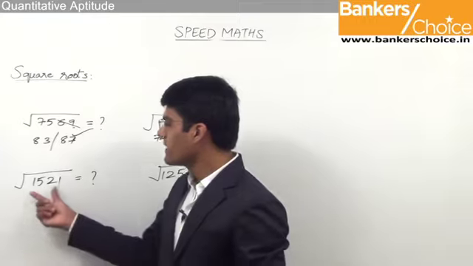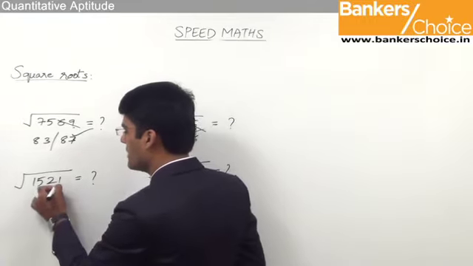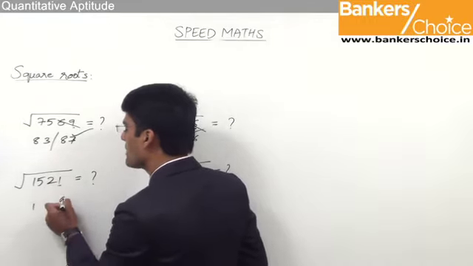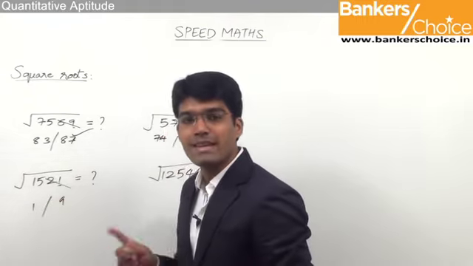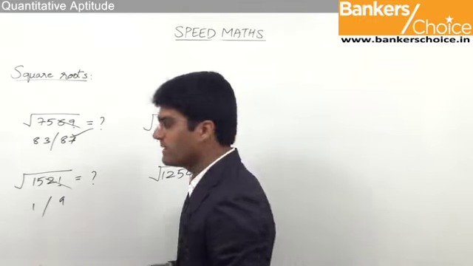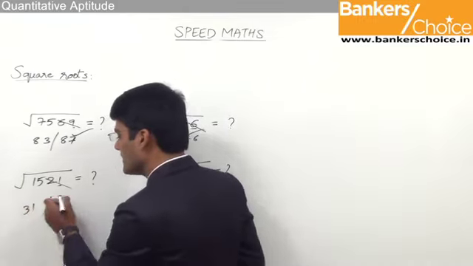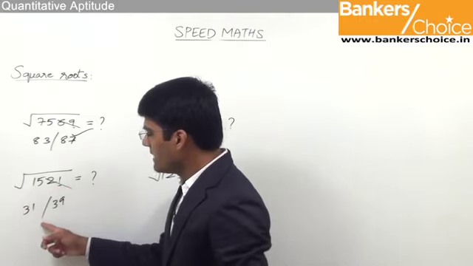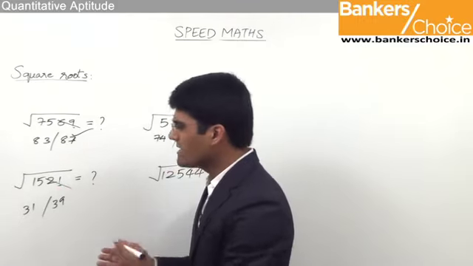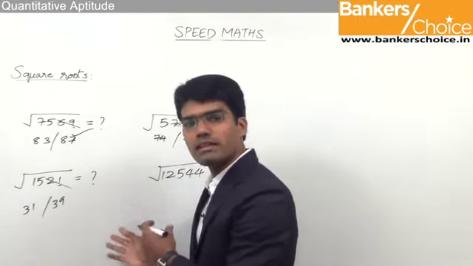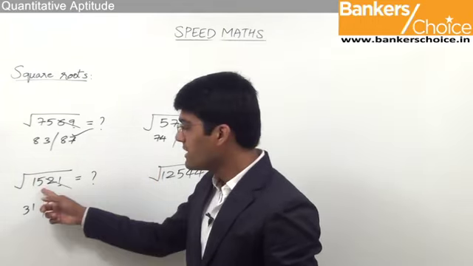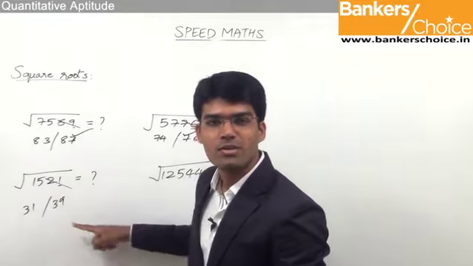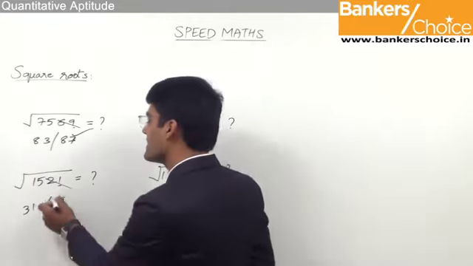The next one here is 1521. Because the number is ending in 1, its square root should end with 1 or 9. Leaving the last 2 digits, less than 15 and a perfect square is 9. 9 is square of 3. So we get 31 or 39. Now exactly between them we have 35. Or otherwise if we go by the range of 30 to 40, 30 square is 900. 40 square is 1600. This number is closer to 1600. So the answer has to be closer to 40. So 39 is the correct answer.